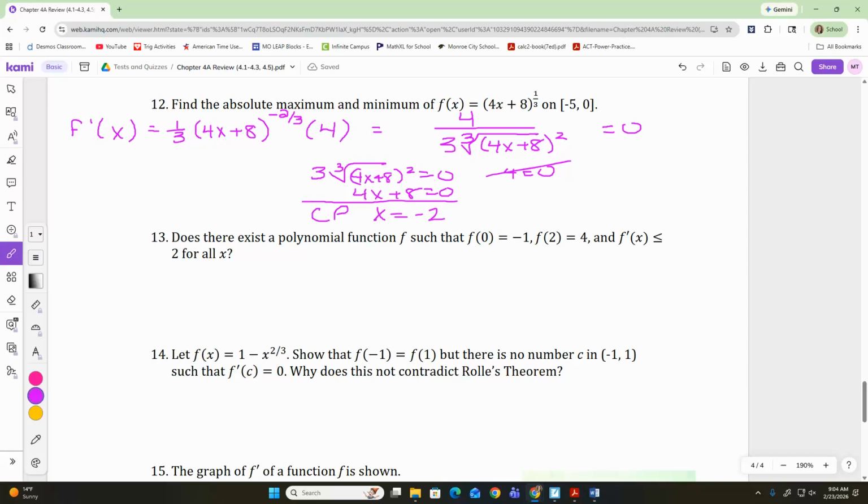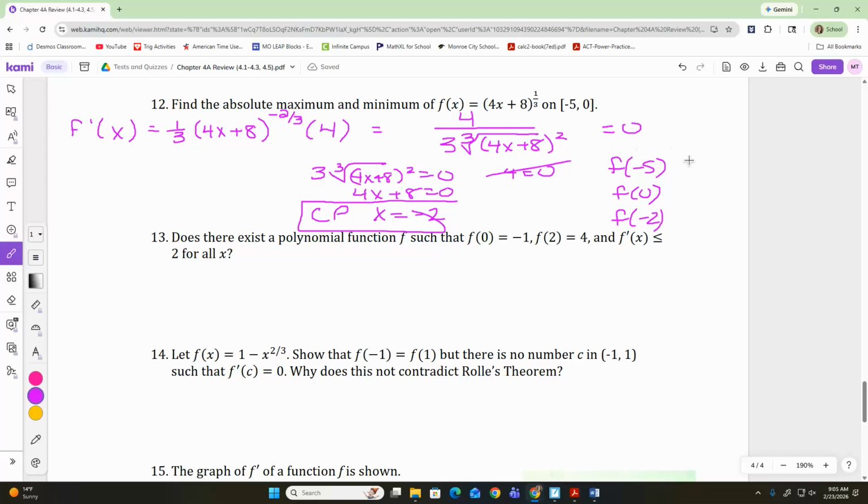So then we have to check our 3, negative 5, 0, and negative 2. Sometimes you might get multiple critical points. You only check the ones that fall in the interval. So even if I had gotten a positive 2 as well, I wouldn't use it.